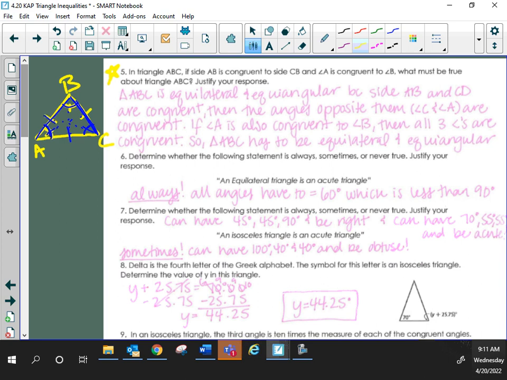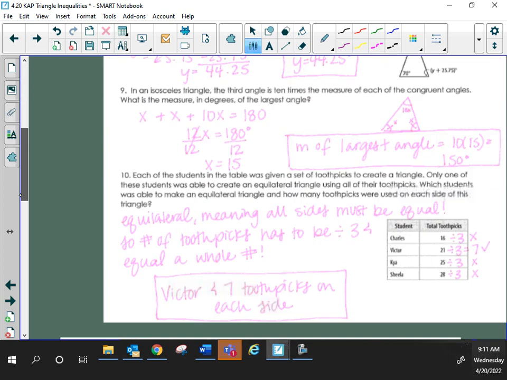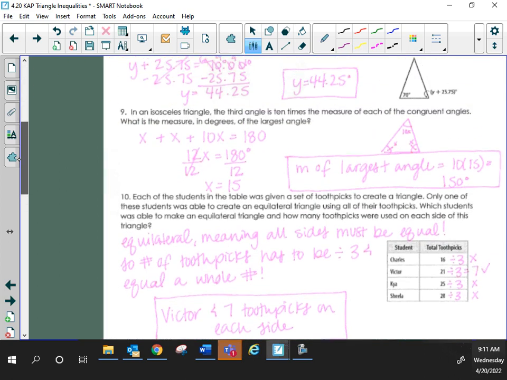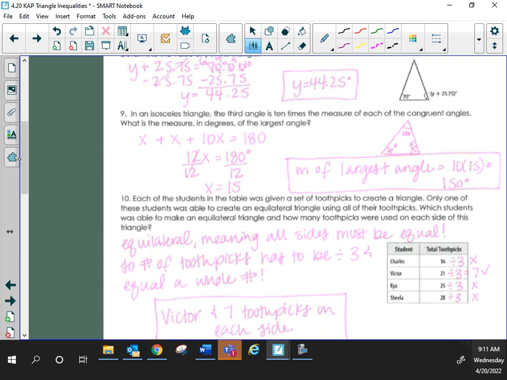This one? Number 9. In an isosceles triangle, the third angle is 10 times the measure of each of the congruent angles. What is the measure in degrees of the largest angle?